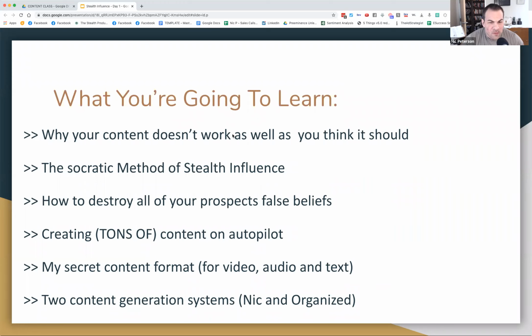The Socratic method of stealth influence. How to move people on accident is basically what Socrates did better than anybody. How to destroy all of your prospects' and your clients' false beliefs so that the belief piece is there and they will take action on the things that you want them to take action on. More importantly, again, which I'll talk about, the things they know they should take action on, but they aren't.